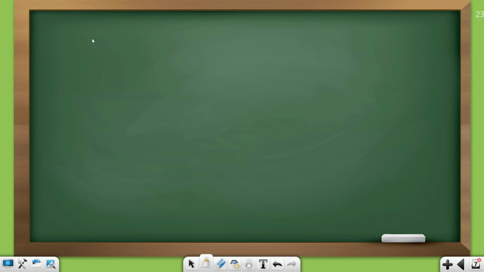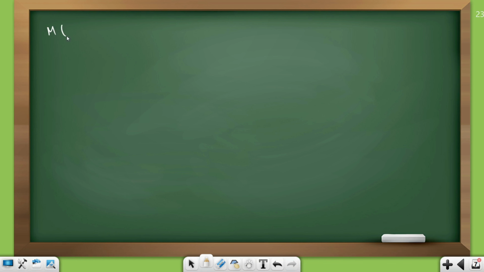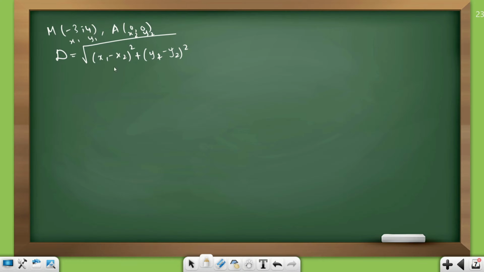So here first we will find the distance for M and A. M is (-3, -4), and the point A is (0, 0). Now I need to find the distance between M and A. For that we have the distance formula, which is nothing but the square root of (x1 minus x2) whole squared plus (y1 minus y2) whole squared. Most probably we should use x2 minus x1 whole squared, but this is also correct, so no issues. Here x1, y1 is (-3, -4), and x2, y2 is (0, 0).